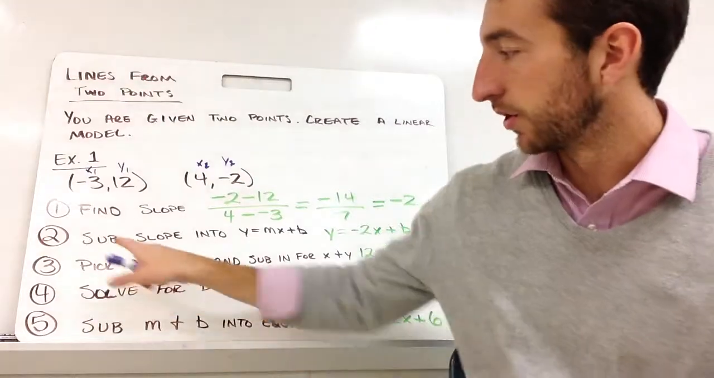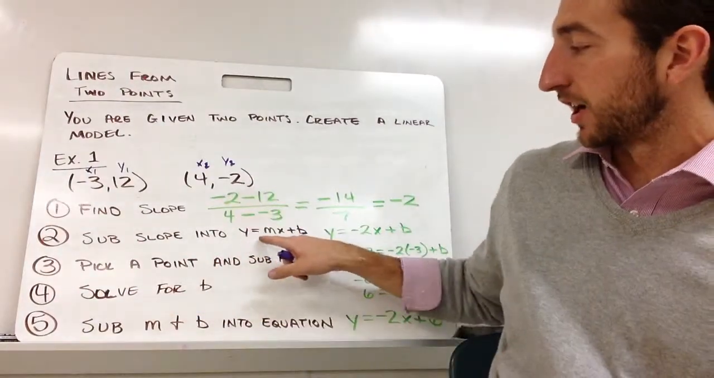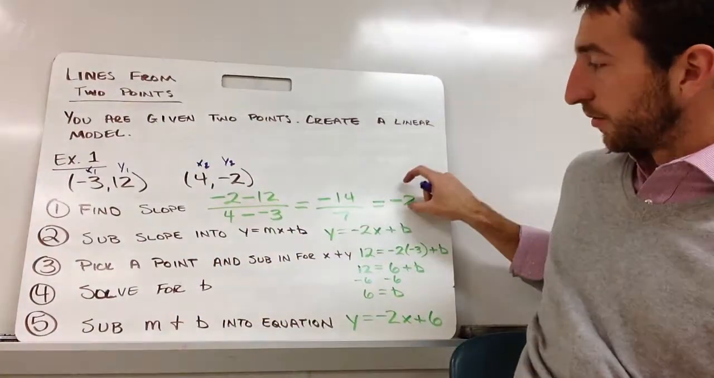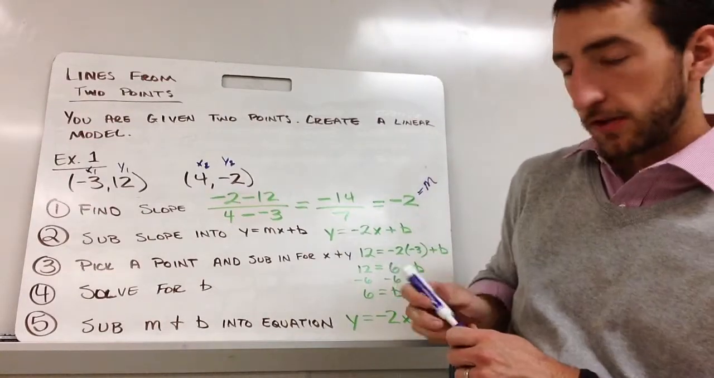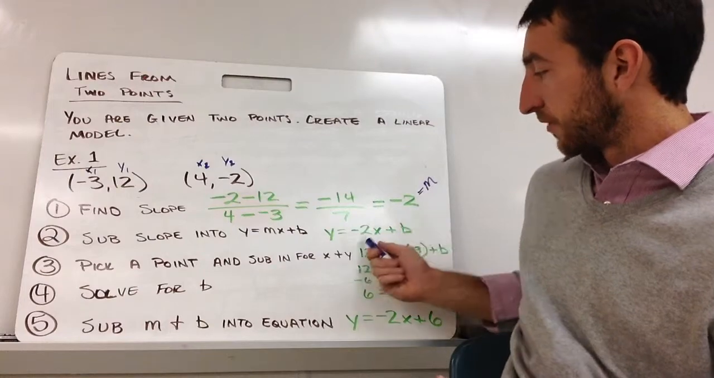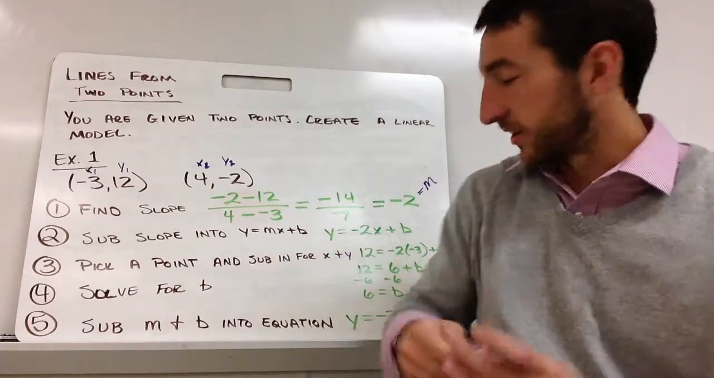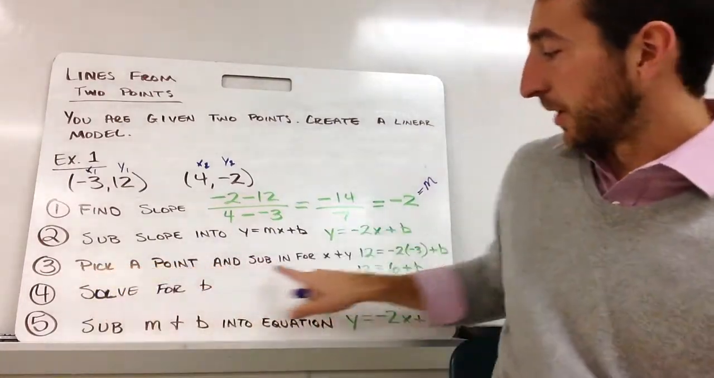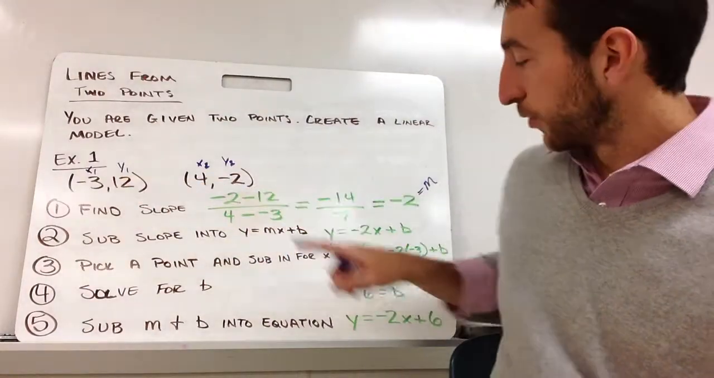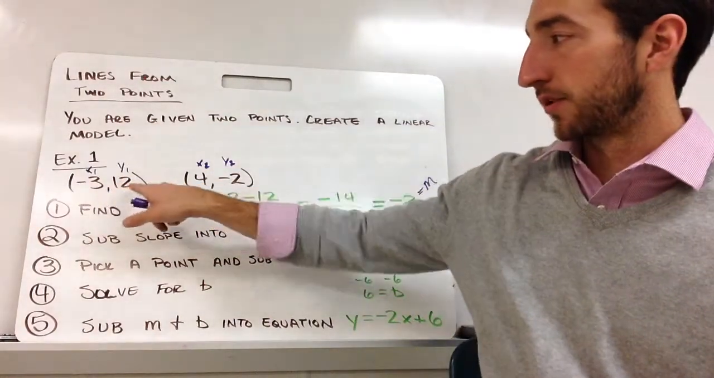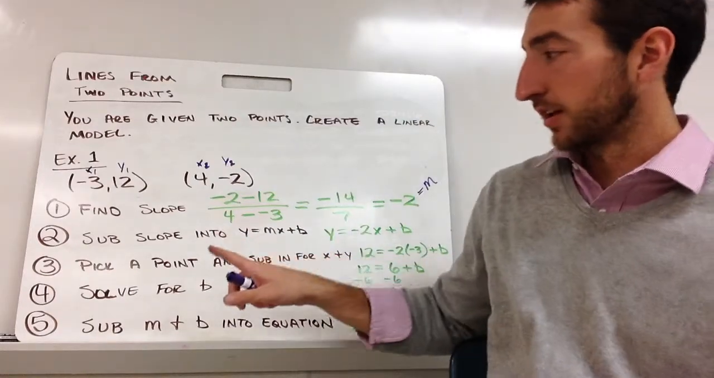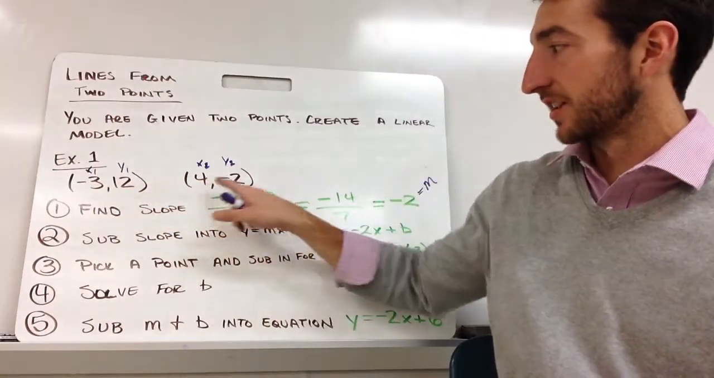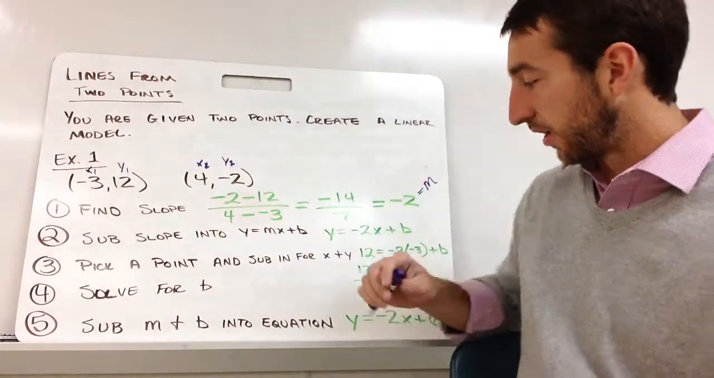Now what we do is sub the slope into our equation y equals mx plus b. Remember that this is the same as m. So I'm subbing in my -2 for m in my equation. Now I'm going to pick a point. I can pick either one of these points. I chose my first one, but it doesn't matter which one you pick. You sub it in for x and y. So remember, this is x, this is y. It should work out for our relationship.